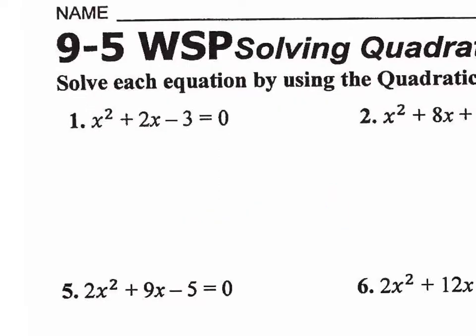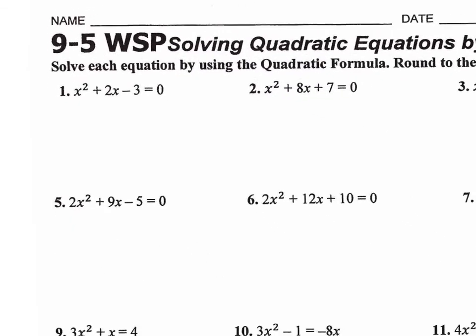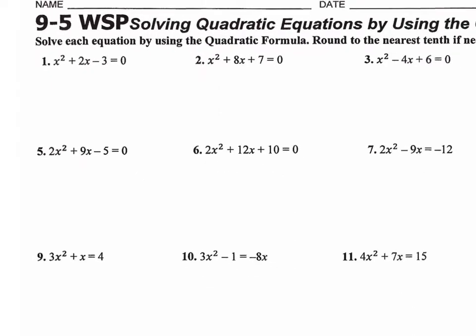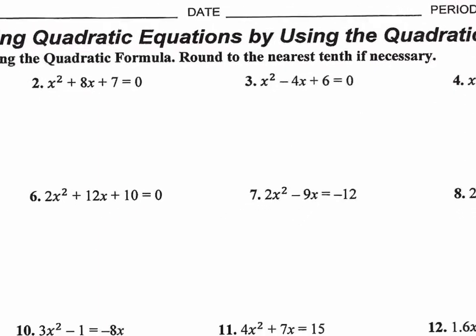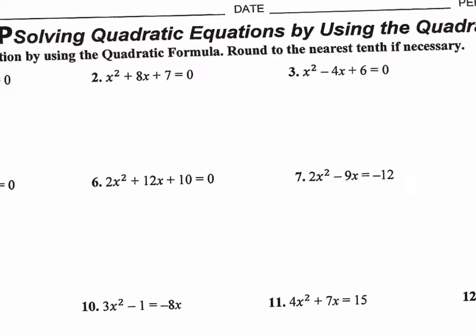This is worksheet 9.5 WSP. This is all about the quadratic formula and the discriminant. Up here, it says solve each equation using the quadratic formula, and it also says round to the nearest tenth if necessary. I don't even want a decimal number. If you end up with a decimal, just leave it in radical form. Leave it with the square root. Leave it with the plus or minus square root value.